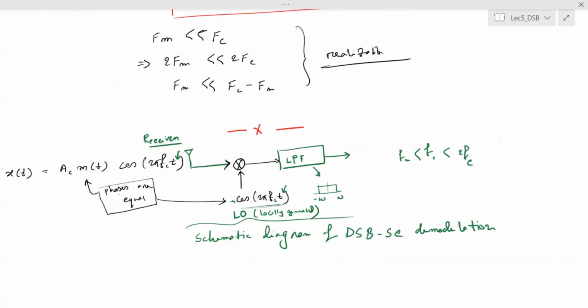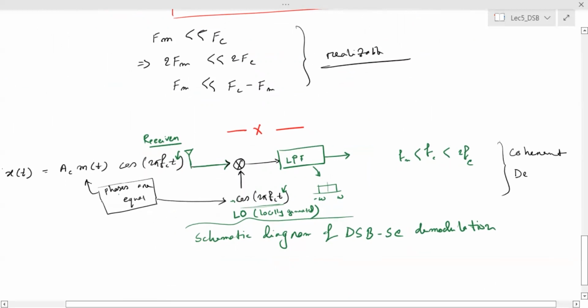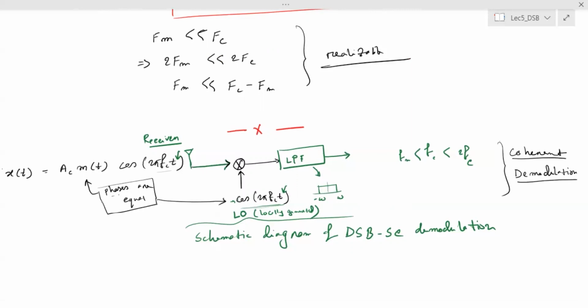This mechanism is a coherent demodulation. Why does it become coherent demodulation? Because the knowledge of the phase of the received signal and the phase of the local oscillator are the same. But the problem arises that it is not always known.